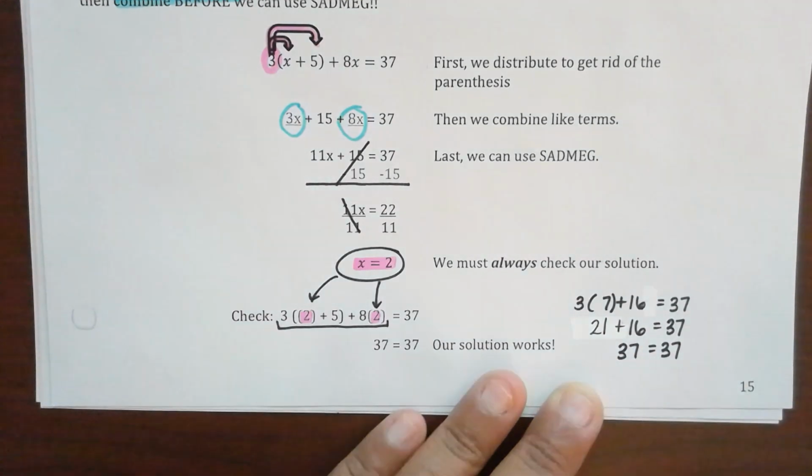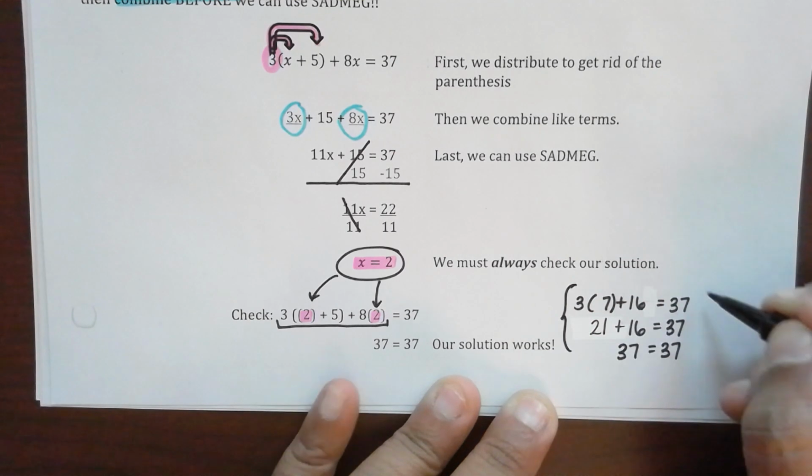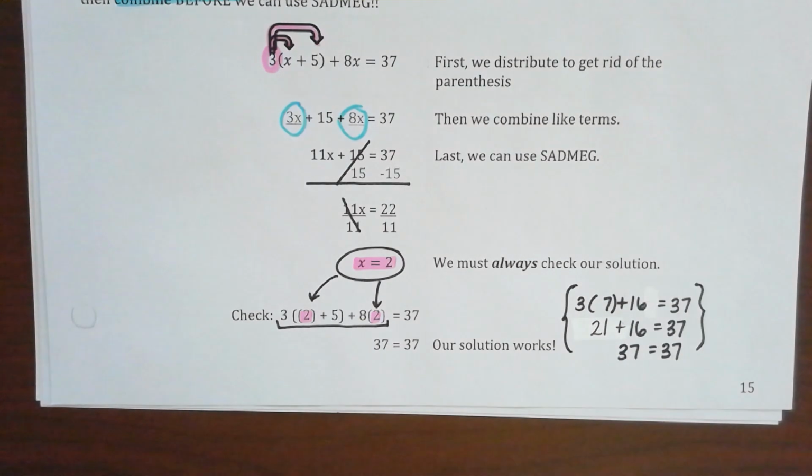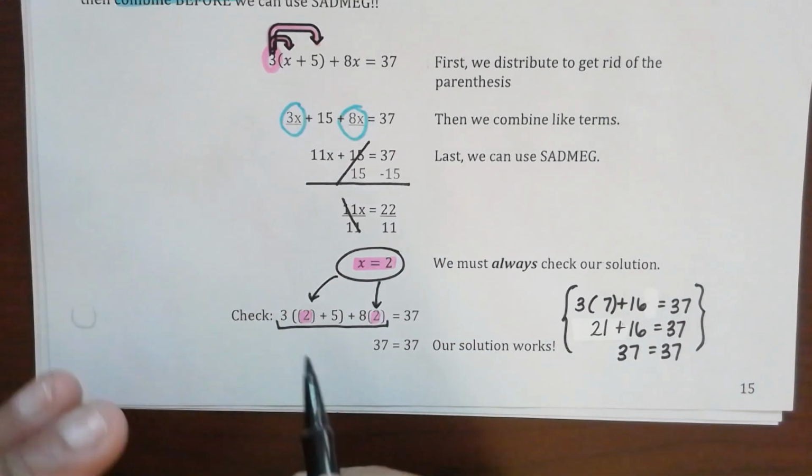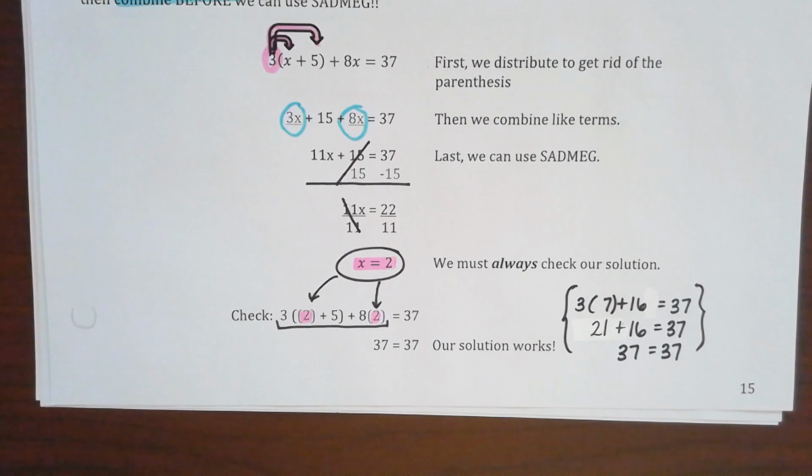What'd y'all get? 37. Does 37 equal 37? Yes. That's the side work, so you can actually see where it came from. Any questions there? The biggest thing is typing this in. Any questions? Please do not lie to yourself on your checks. Your checks are so, so, so important, okay?